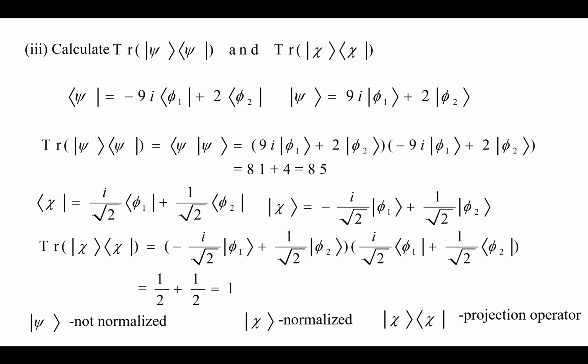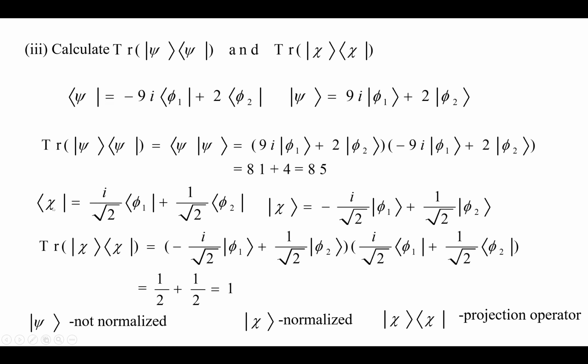ket psi and bra psi, which is equal to the inner product of psi and psi. So the first part multiplied by the second part. So 9i phi 1 plus 2 phi 2 multiplied by minus 9i phi 1 plus 2 phi 2. So that will give you minus 9 nines, that will give you 81. i into i squared is minus 1, already one minus is there, so it becomes plus, so you will have 81 plus 2 twos are 4, so 81 plus 4, that will give you 85.